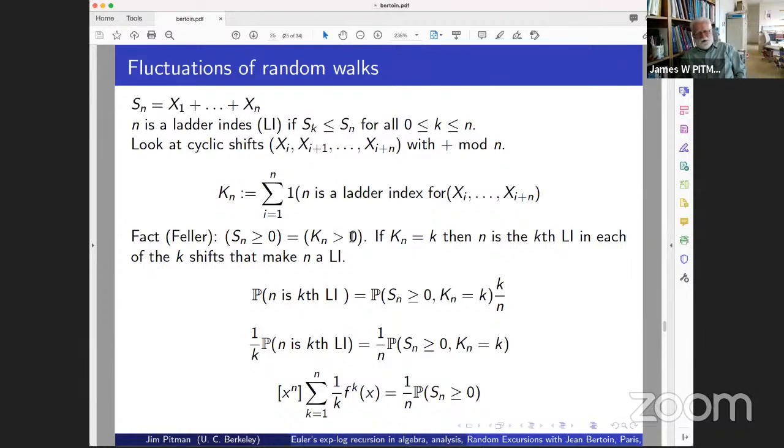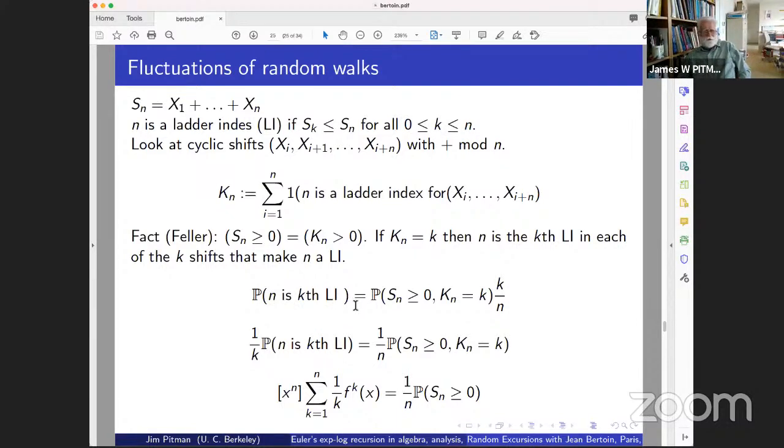Kn is a discrete variable. It has values 0, 1, 2, up to n, and Sn is a real variable. And moreover, if there are k shifts which make n a ladder index, then n is the kth ladder index in each of the k shifts. So this is true for weak ascending. It's also true for strict ascending and descending indices also.